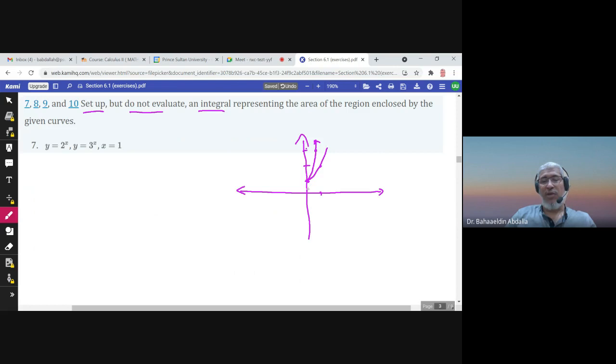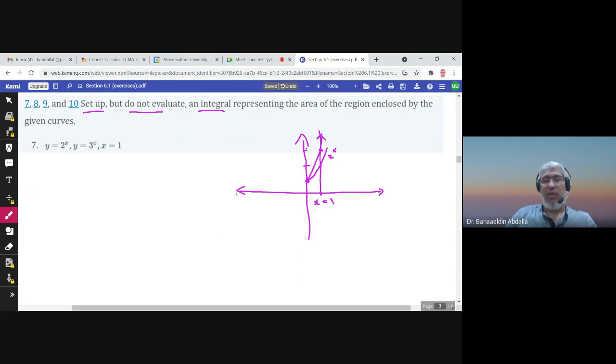x equals 1 is this line. Here, make sure that at x equals 1, y is 3. This is the line x equals 1, and 3 should be here. So I'll just draw a better graph. So you can see that this is the area between 2 to the power x and 3 to the power x, and the vertical line x equals 1.